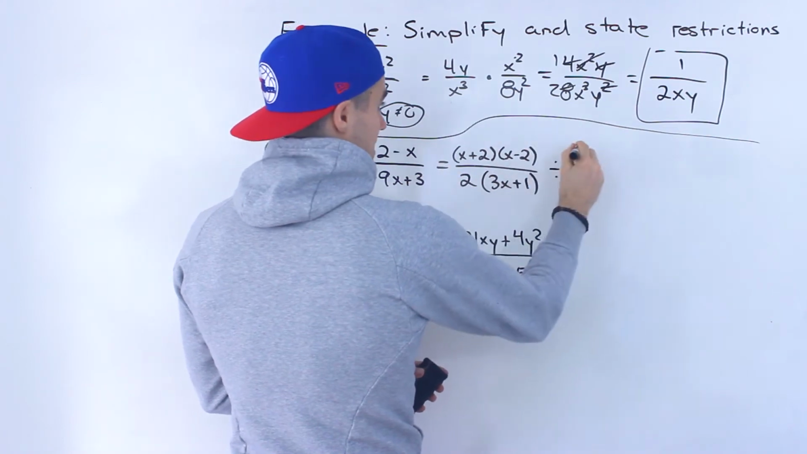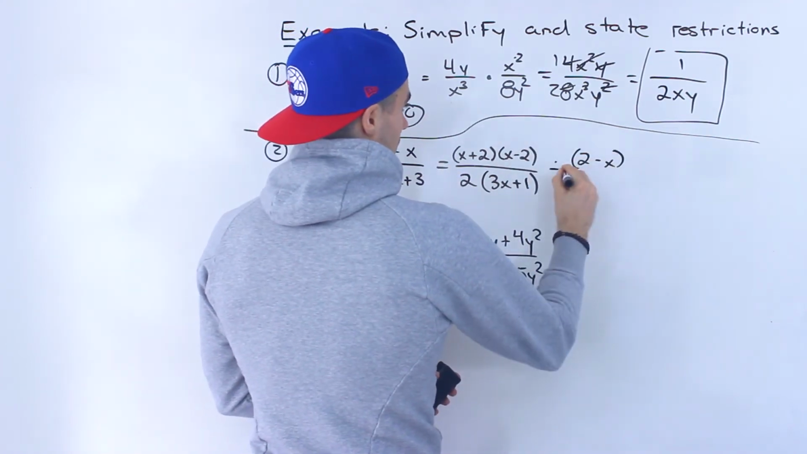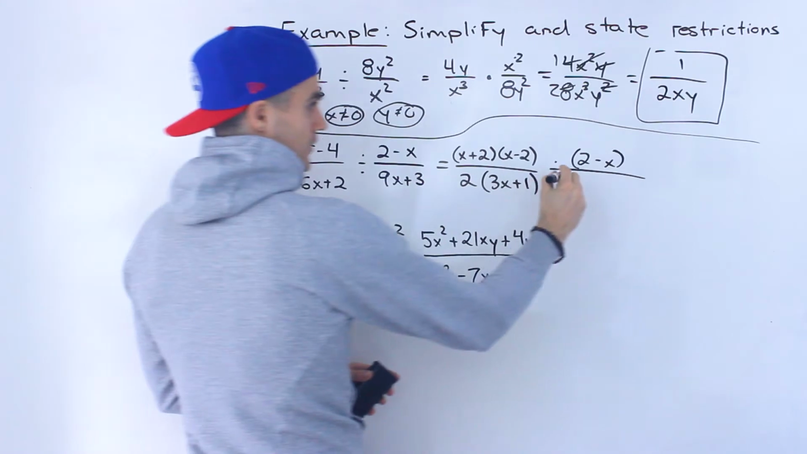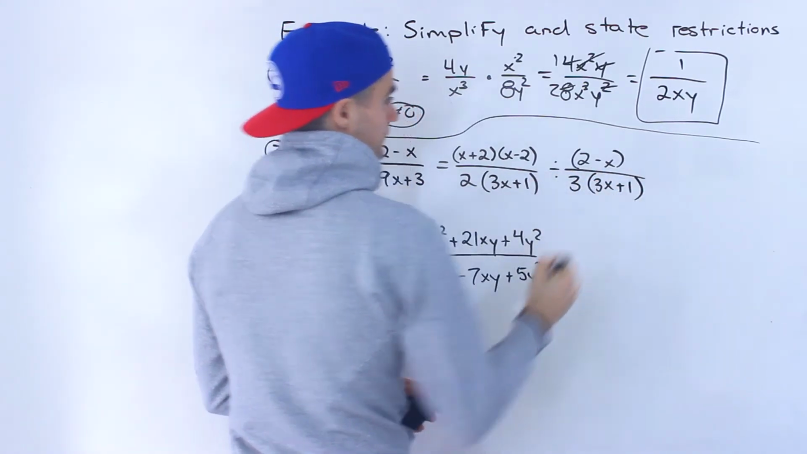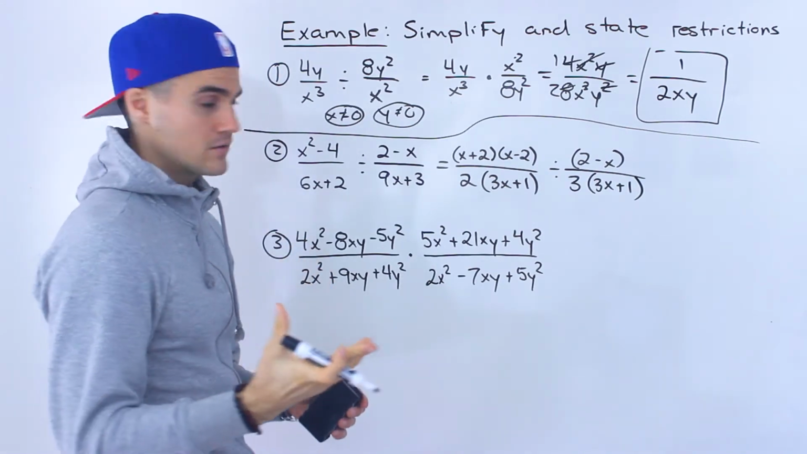Divided by 2 minus x, that doesn't factor. And then 9x plus 3, notice we could take out a 3 from there. So we'd be left with 3x plus 1. Right, so we factored everything.